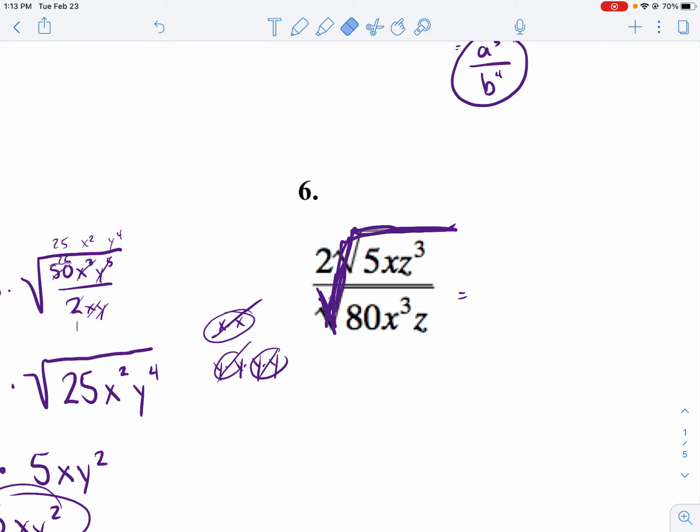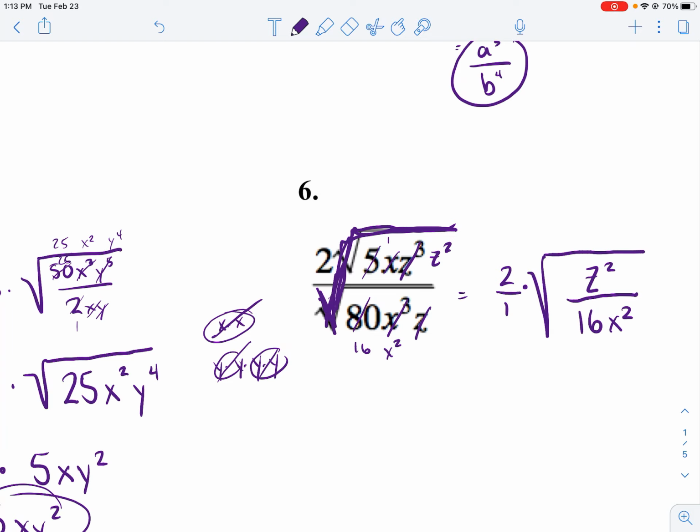It's going to be 2 times, so this becomes a 1, that becomes a 16. That cancels out, this becomes x squared. This cancels out, that becomes z squared. So what do we have left? Z squared all over 16 x squared, and then times 2 over 1.